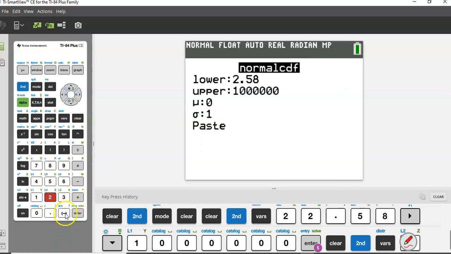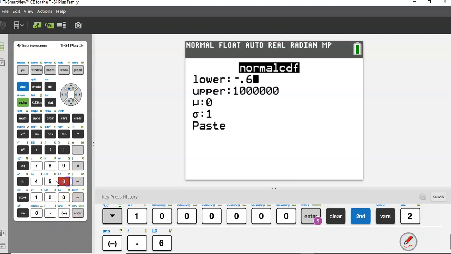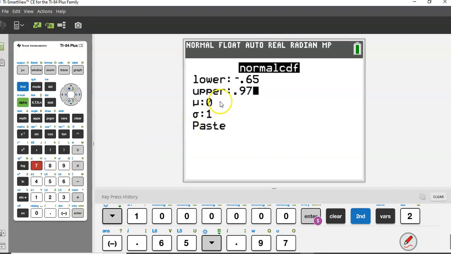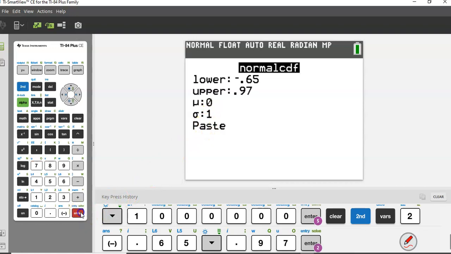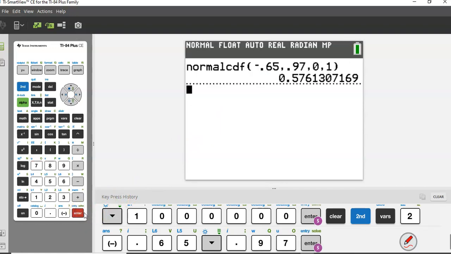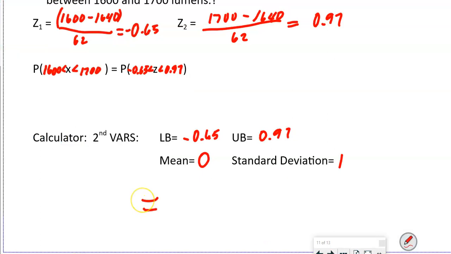So we're going to do our negative 0.65 is our lower bound. Smaller numbers are always going to be your lower bound, okay, guys? And then 0.97 here is our upper bound. And again, we still have our mean as 0 and our standard deviation is 1, okay? So enter that, and this time we got 0.57613, which again would be 57.613%, okay?